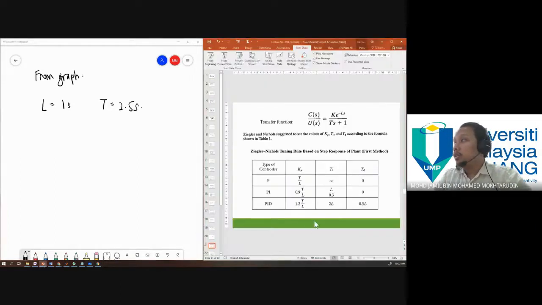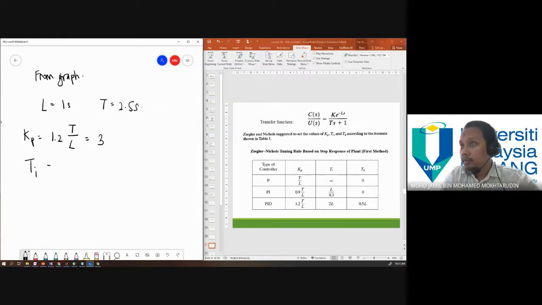And then we can look at the table, the third row here. So Kp equals 1.2 T over L, so you get 3. And then Ti is 2 times L, so you get 2. And then Td is 0.5 times L, so you get 1 over 2.